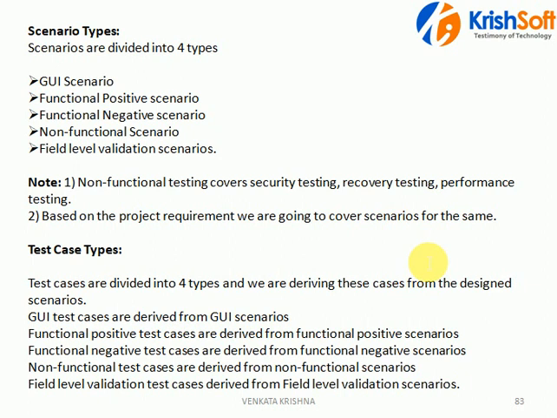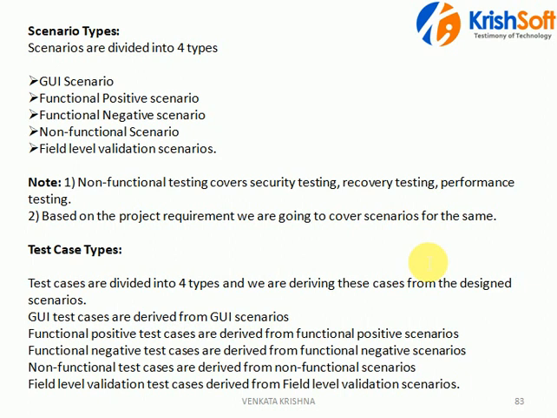So usually functional testers derive 4 different types of scenarios: GUI, functional positive, functional negative, and field level validation scenarios. Similarly for test cases also: GUI test cases, functional positive test cases, functional negative test cases, and field level validation test cases. 4 different types of test cases we derive from the test case types also. Okay, so from the GUI scenario you are going to derive the GUI test cases.